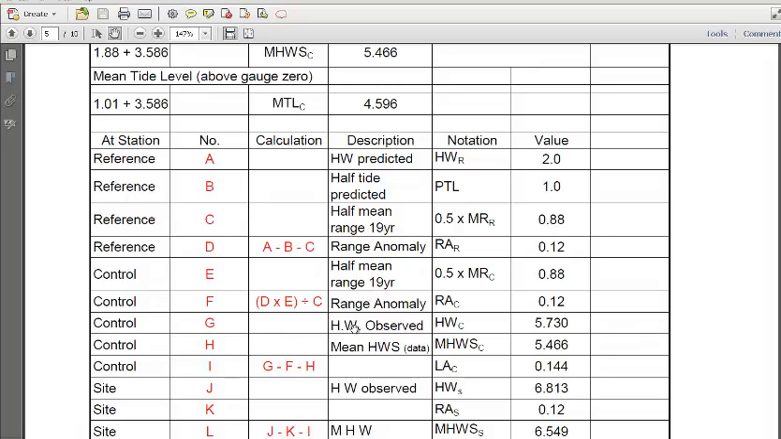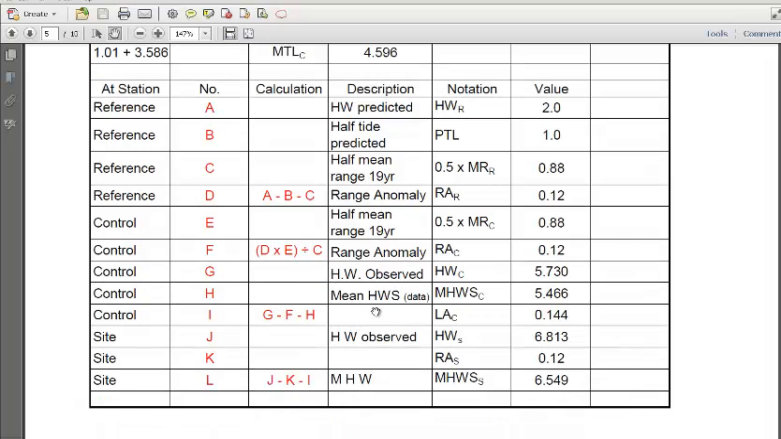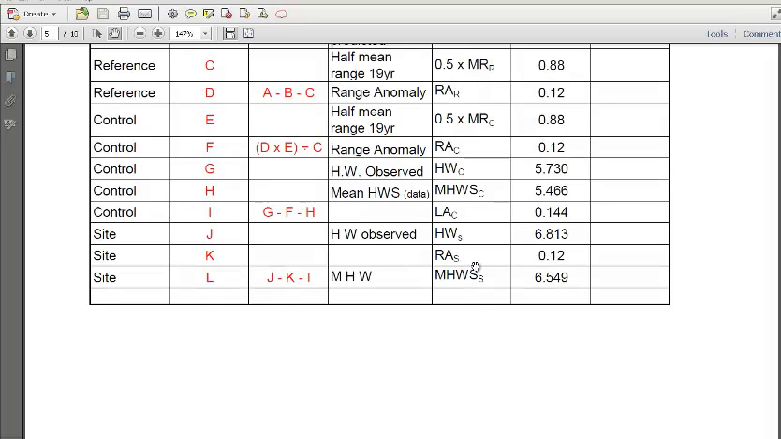We now have our high water observed at the control station and the mean high water springs at the control station of 5.466, and this enables us to calculate the level anomaly of 0.144 by subtraction. Okay, now we go to the site.